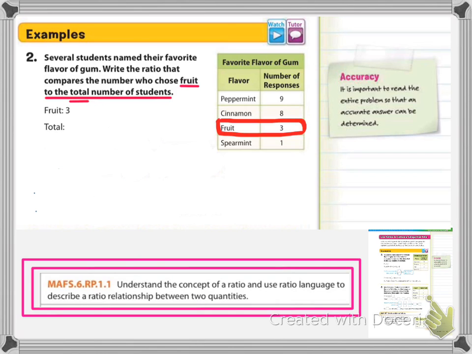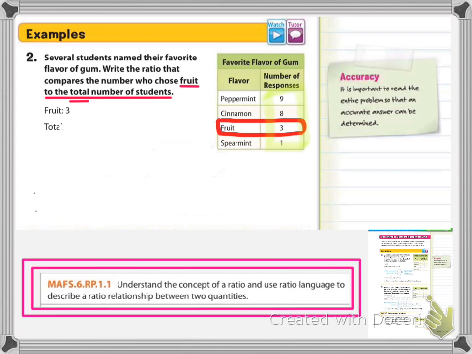Then it says here we're going to compare it to the total number of students that basically just voted on what their favorite gum was. So that means we have to add all 3 numbers. All of these 3 numbers that I'm scribbling out in highlighter need to be added together.